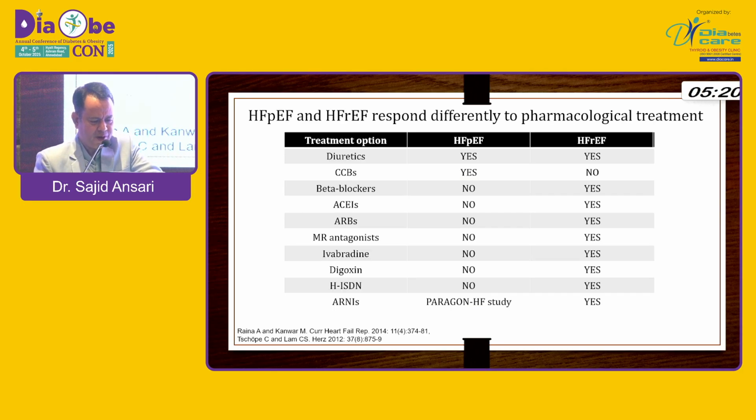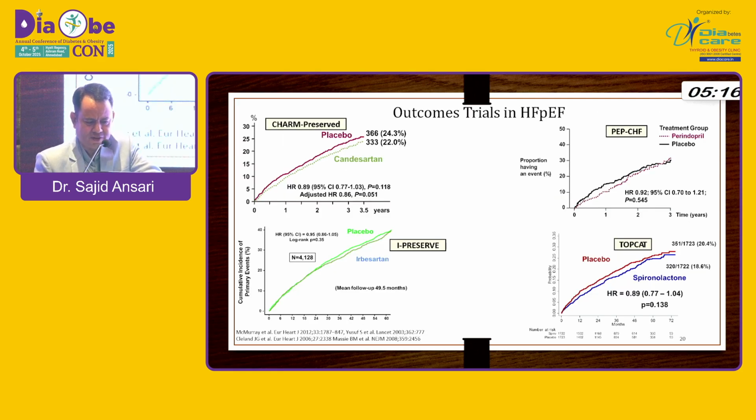Coming to the treatment part, you use all kinds of medicine. There are some different trials: CHARM, PEP-CHF, PARAGON, and TOPCAT.